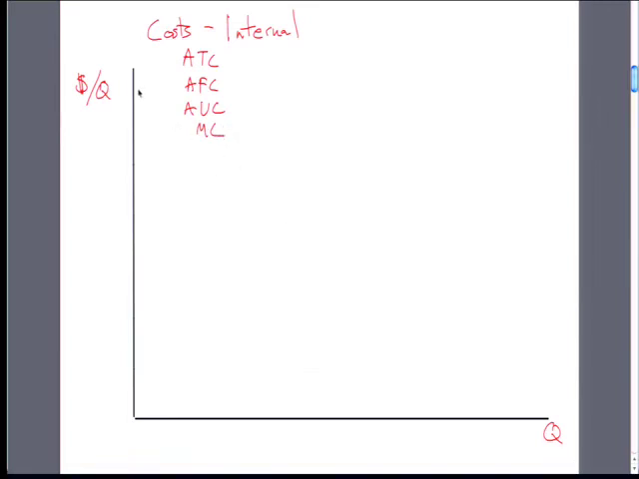What's average fixed cost is easy. What does average fixed cost look like? So we have a chunk of money that we spent on our factory. The more and more we produce, the less and less it's going to be on average. It's sloping down like that.